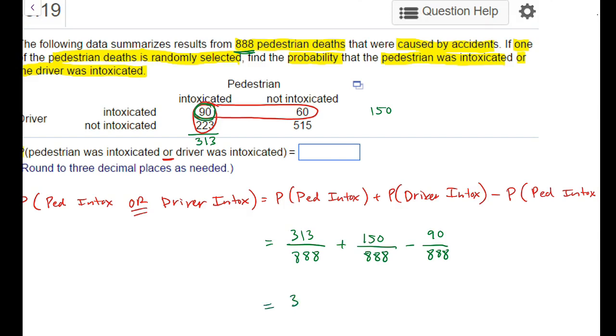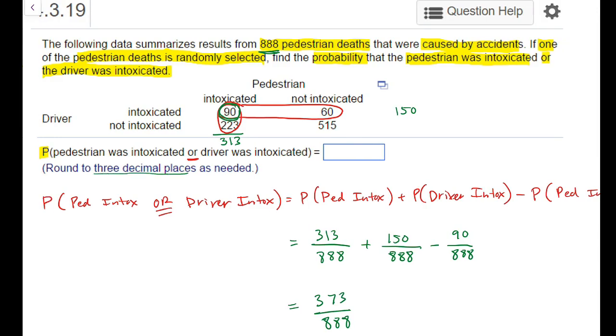So we get 373 over 888. The instruction says to round to 3 decimal places, which means we're going to turn this into a decimal by dividing 373 divided by 888, which is approximately 0.420.